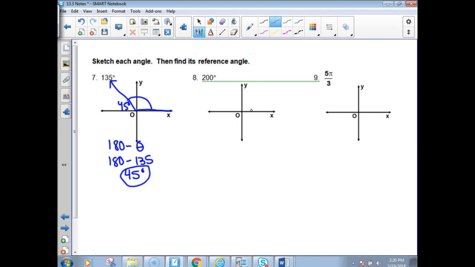For 200 degrees, we will always start with the positive x-axis. We're going to go 180 and then how much more? And the how much more is actually your reference angle. That's why the rule in this quadrant is to do your theta minus 180. 200 minus 180 gives us a reference angle of 20 degrees. That would be the angle right here.